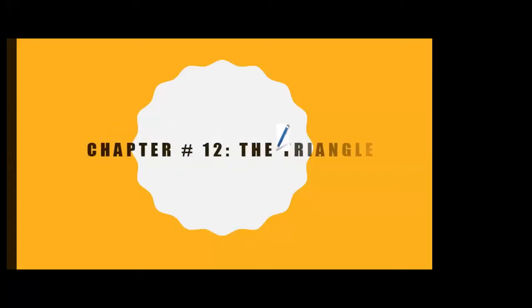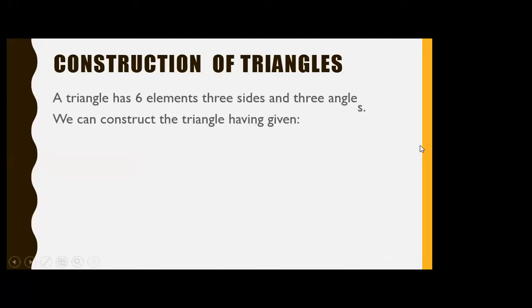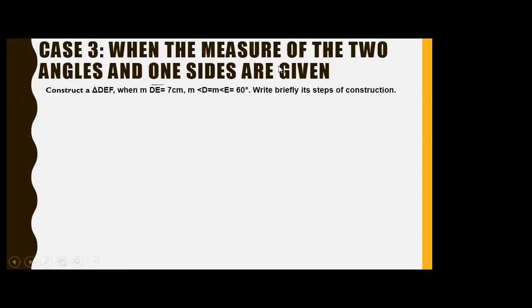My dear students, we have started chapter number 12 together, that is the triangle. In this chapter, we were discussing construction of triangle. We have already discussed case 1 and case 2. Today we are going to start case number 3 when measure of one side and two angles are given. Now this is the case number 3.